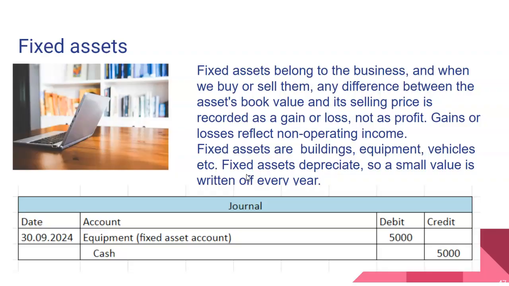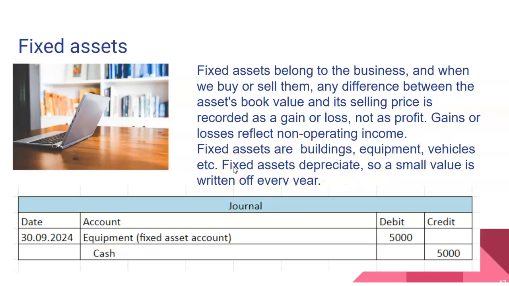Fixed assets. Fixed assets belong to the business. As you remember, we own these business items. When we buy equipment, we will use that specific account. So if it is machinery, we'll use machinery. If it is equipment, we'll use equipment. Building. Each of those will have their own nominated account.